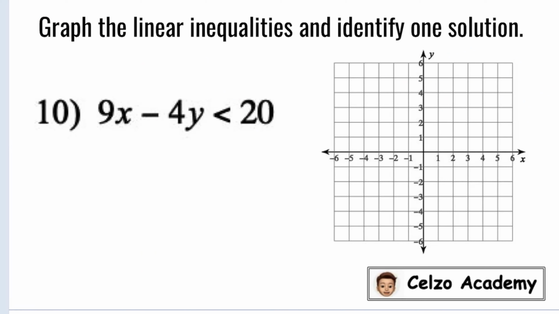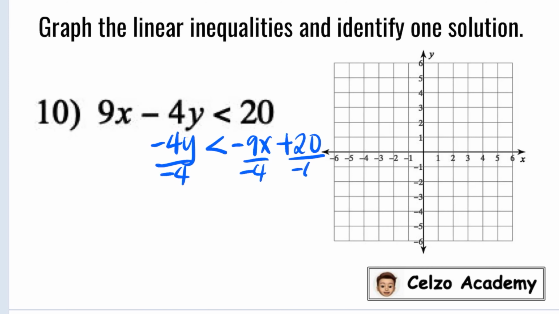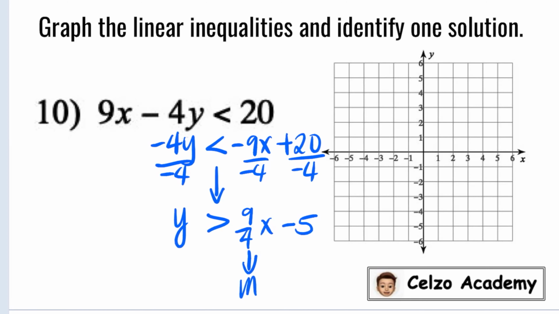Question number 10. 9x minus 4y is less than 20. The first step is to subtract 9x to both sides. So we will have negative 4y is less than negative 9x plus 20. The next step is to divide both sides by negative 4. Since we're dividing by a negative number, the inequality less than will switch to greater than. So now we have y is greater than 9 over 4x minus 5. So the slope is 9 over 4 and the y-intercept is negative 5.